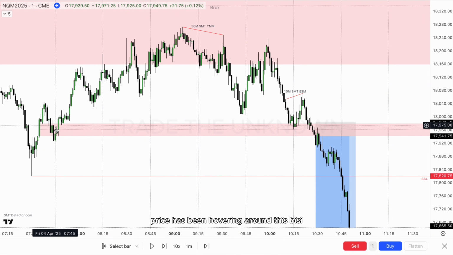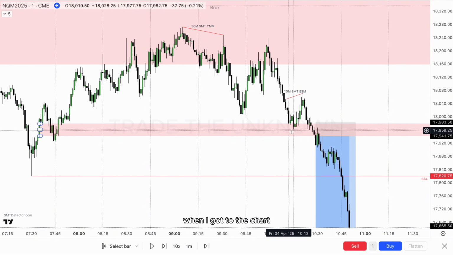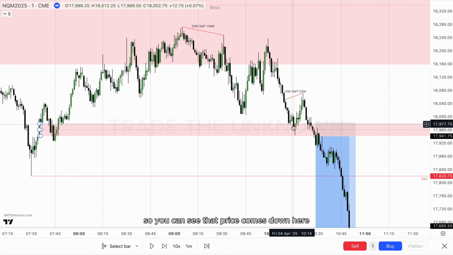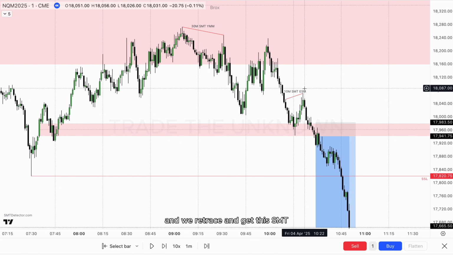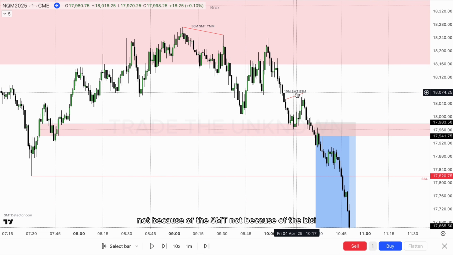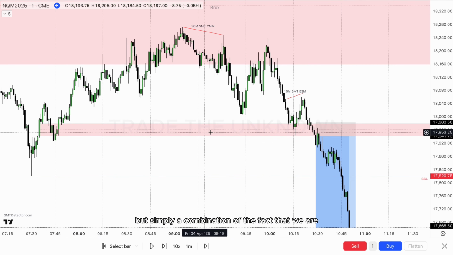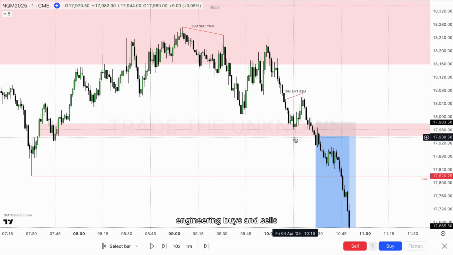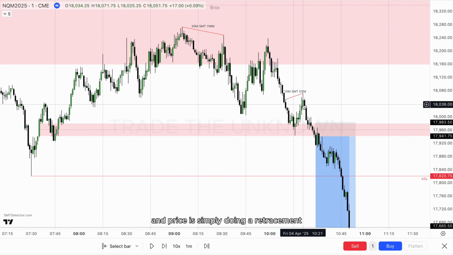So you can see here, price has been hovering around this BISI and then used it right here to go higher. So when I was looking for entries here, when I got to the chart, I could just have this drawn out and monitor it. So you can see that price comes down here and we retrace and get this SMT. When I see this at this point, I already know that we're going lower. Not because of the SMT, not because of the BISI, but simply a combination of the fact that we are engineering buys and sells, and price is simply doing a retracement so that it can continue to expand lower.